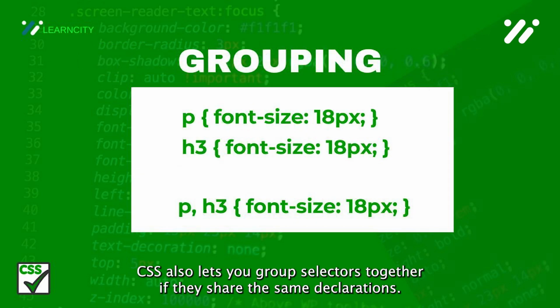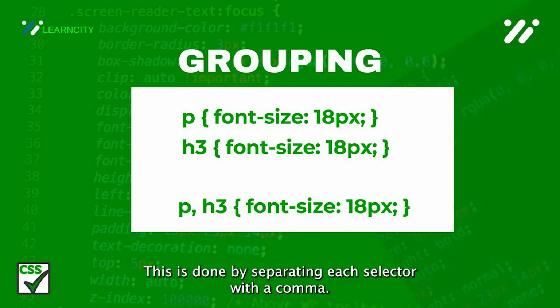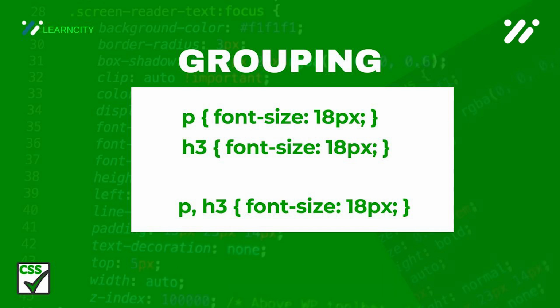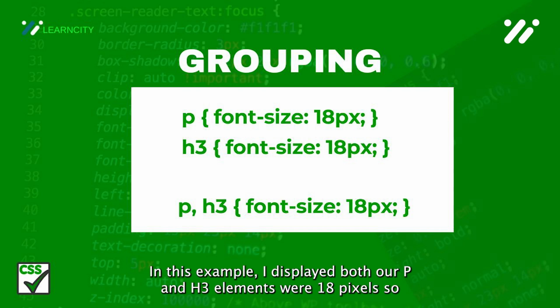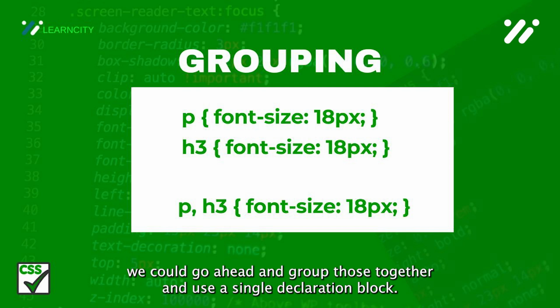CSS also lets you group selectors together if they share the same declarations. This is done by separating each selector with a comma. In this example I displayed, both our P and H3 elements were 18 pixels, so we could go ahead and group those together and use a single declaration block.